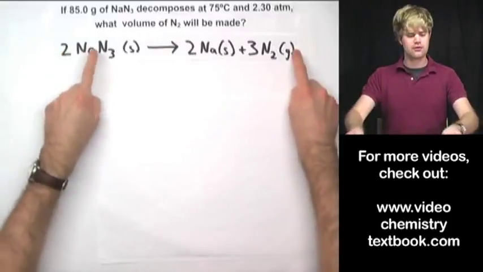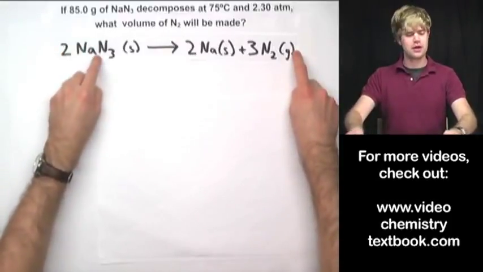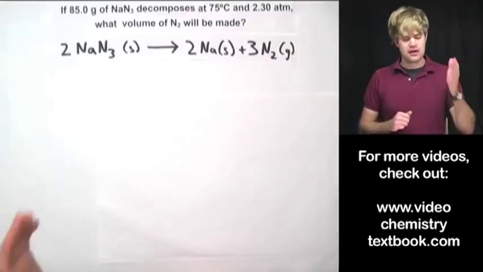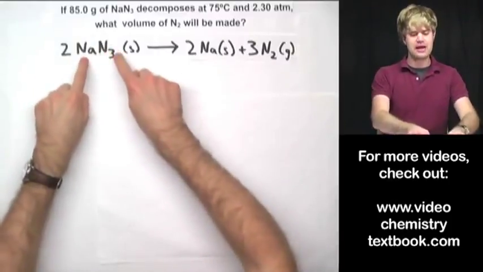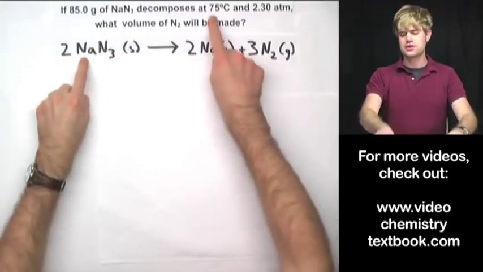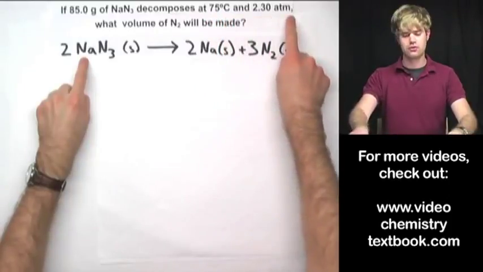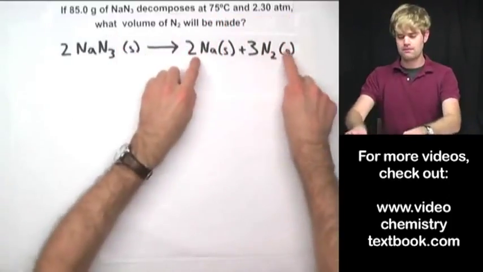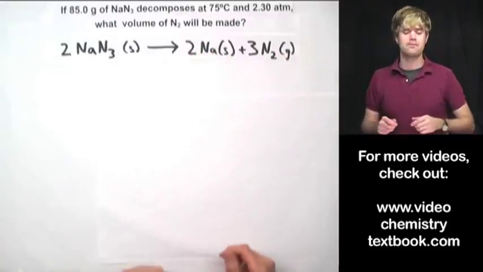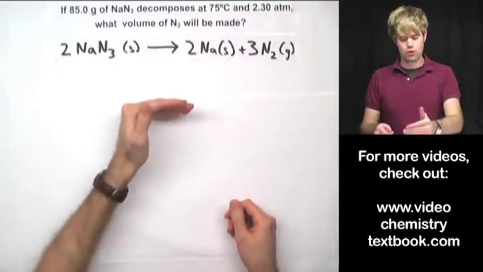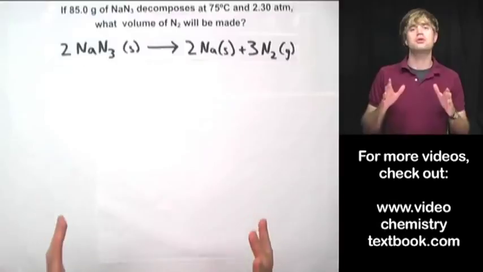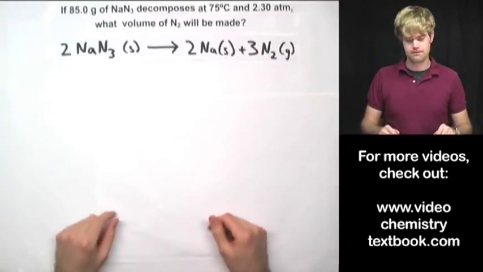Using this equation here for the decomposition of sodium azide, our question asks, if 85 grams of NaN3, sodium azide, decomposes at 75 degrees Celsius and 2.3 atm, what volume of N2 will be made? Let's start by making a roadmap and talking about the steps that we're going to use to solve this problem.